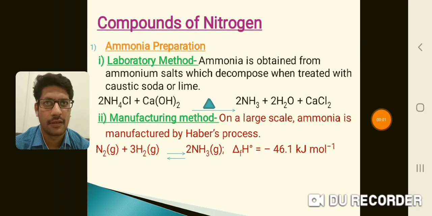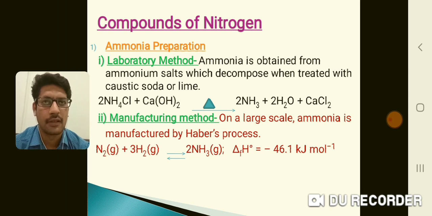Hello friends, we are going to continue with the compounds of nitrogen. First compound, ammonia, the preparation. Laboratory method: ammonia is obtained from ammonium salts, which decompose when treated with caustic soda or lime. That is, ammonium chloride on reaction with calcium hydroxide gives ammonia.